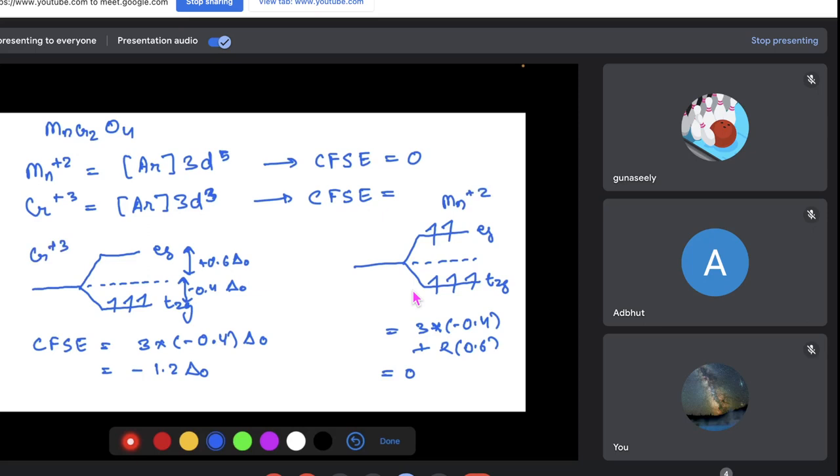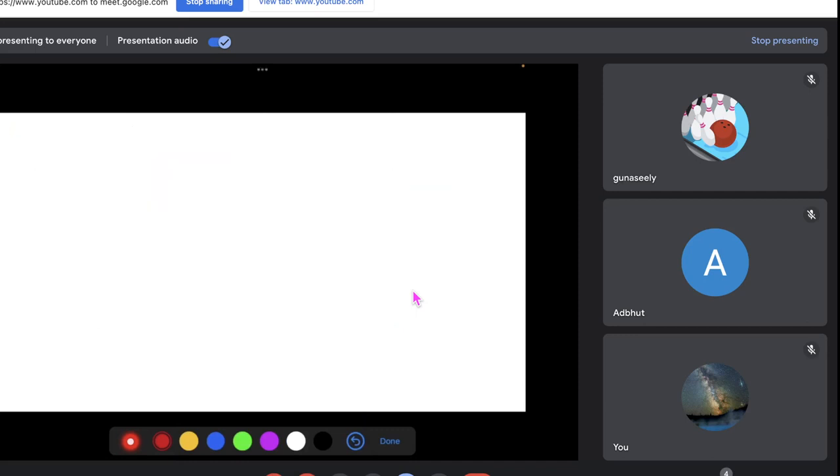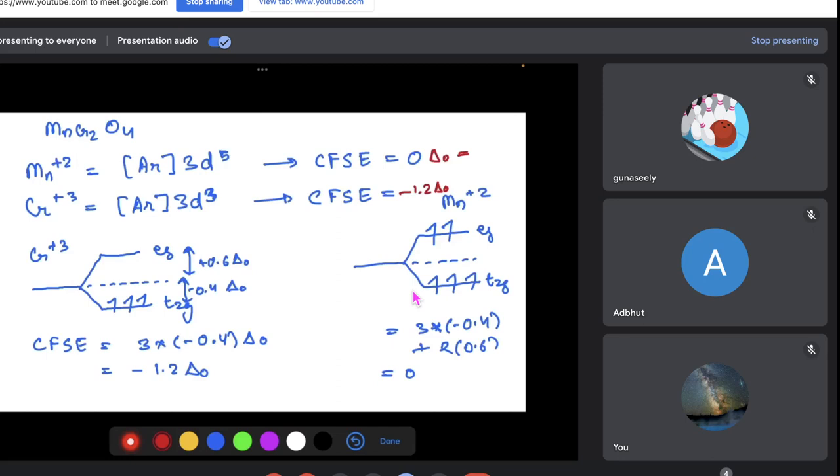Now what happened is we have a CFSE here as minus 1.2 delta naught, and I can convert this delta naught, crystal field splitting energy, into Dq by simply multiplying it by 10. So it will again be 0 for Mn, and for chromium, if you multiply it by 10, it will be 12 Dq. Correct?